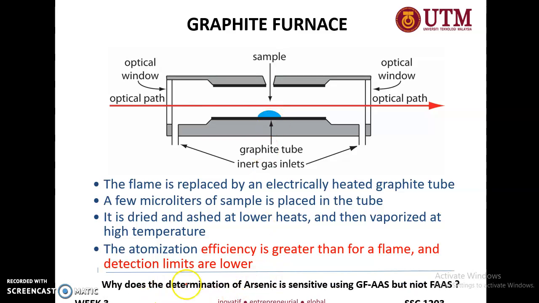Why is the determination of arsenic sensitive using graphite furnace AAS but not flame AAS? Because of those factors in graphite furnace that we discussed just now: low sample volume, 95% atomization, and a longer residence time. All those factors contribute to the sensitivity of arsenic analysis.